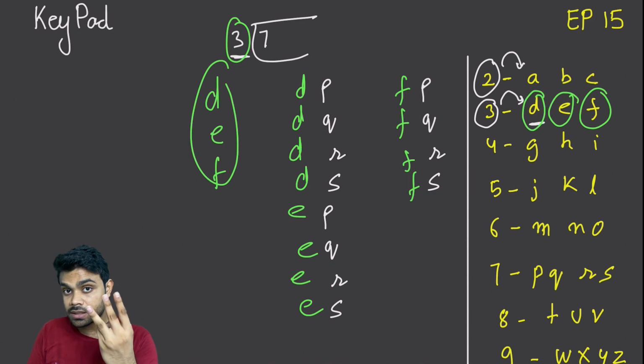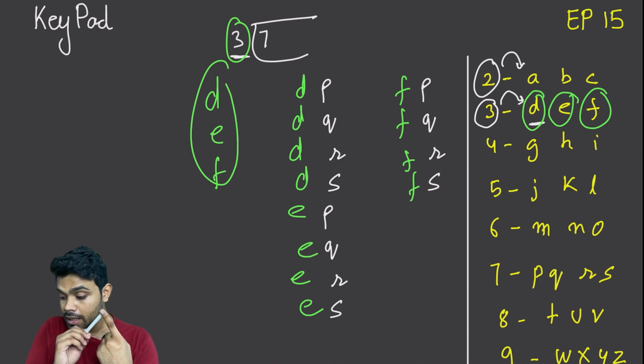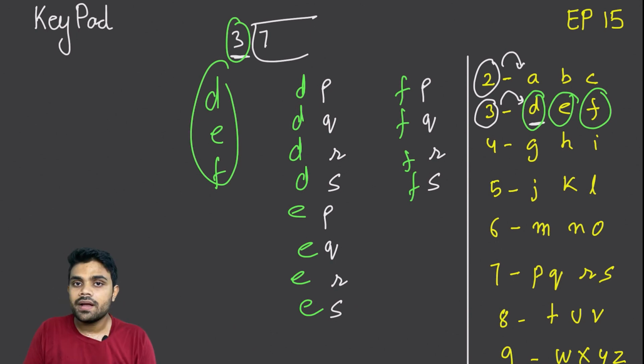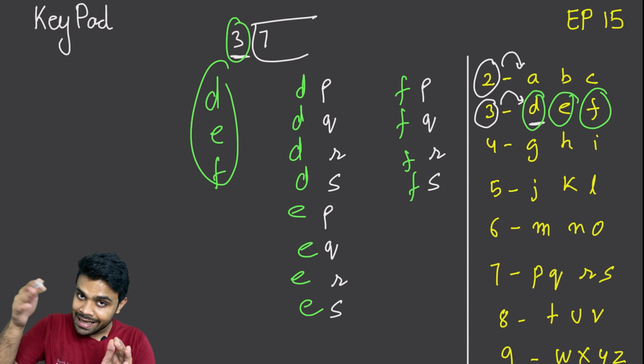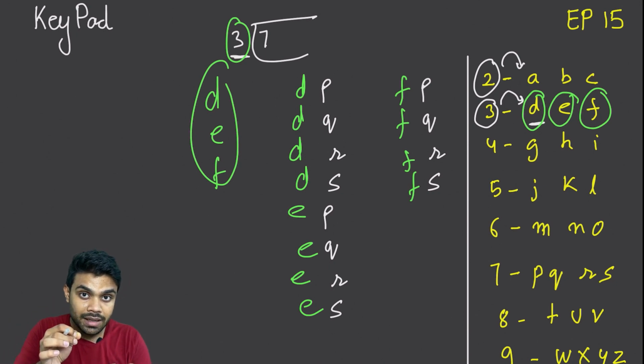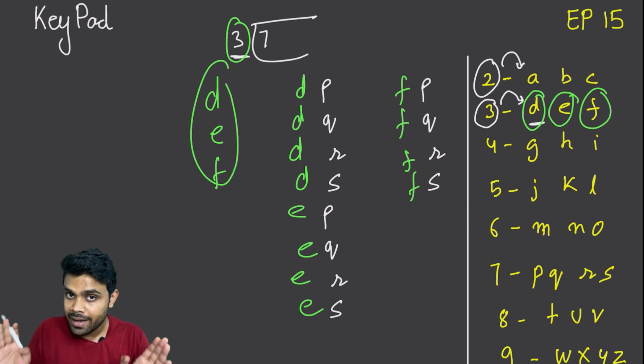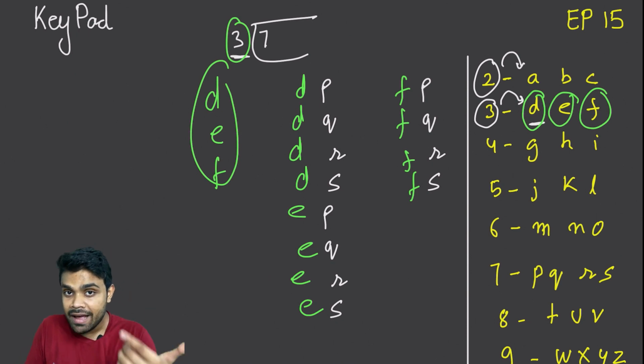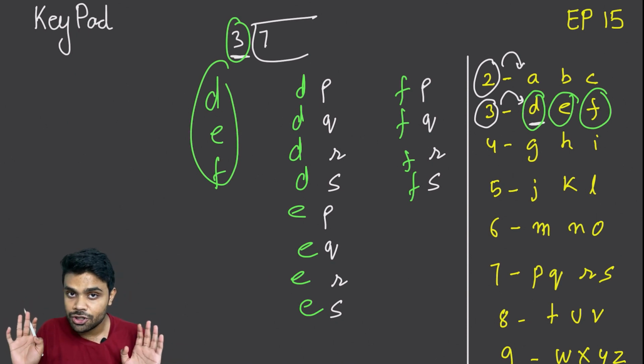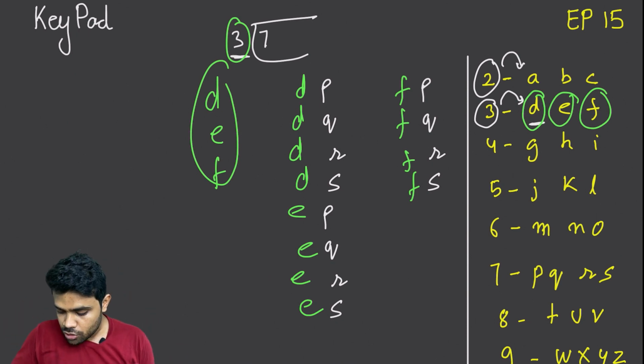I will have to do 3 tasks. Instead of 3, I will be passing this D. Instead of 3, I will be passing E. Instead of 3, I will be passing F. So when I pass D, I will ask recursion to complete the remaining task. Again, I will come back and pass E, and ask recursion to complete the remaining task. I will again come back and pass F. Then I will again ask recursion to complete the remaining task. So this is what I'm going to do.